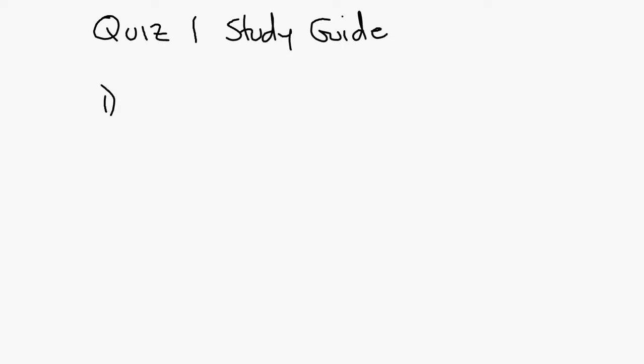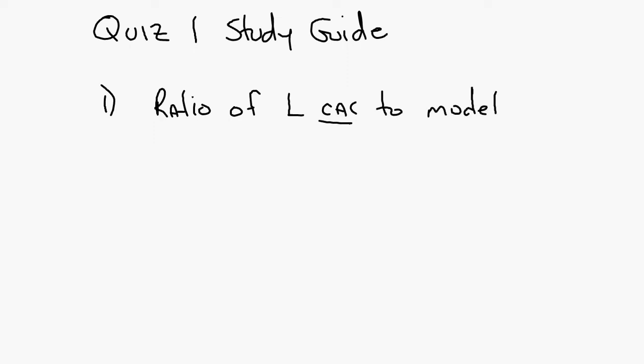So number 1, a model is made of a car. The car is 7 feet long, the model is 6 inches long. What is the ratio of length of the car to length of the model? So ratio of length of car to model. Since car is listed first, it goes in the numerator. Length of car to model.